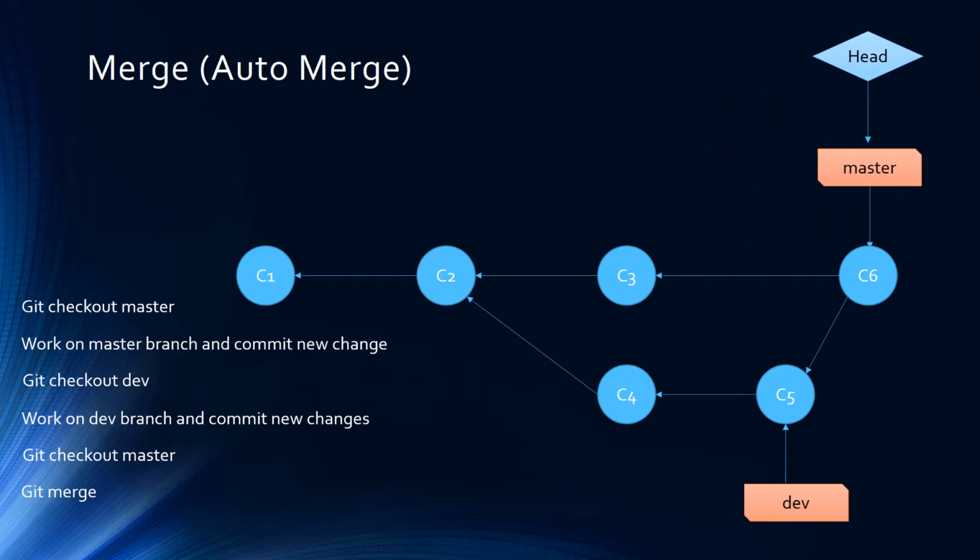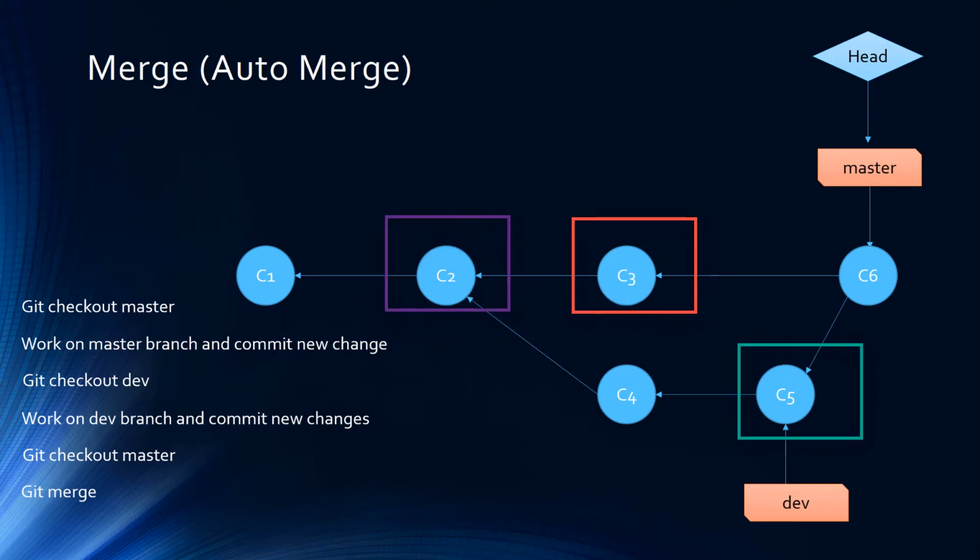In this case, our development history has diverged from some older point C2. Because the commit on the branch you are on, C3, isn't a direct ancestor of the dev branch we are merging in, Git has to do some work. In this case, Git does a simple three-way merge using the two snapshots pointed to by the branch tips, C3 on master and C5 on dev, and the common ancestor C2 of the two.